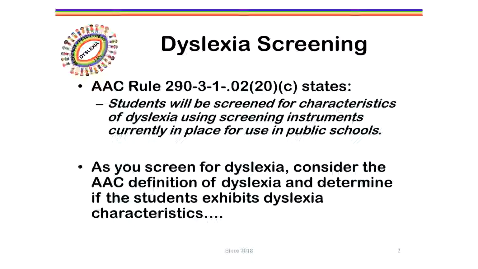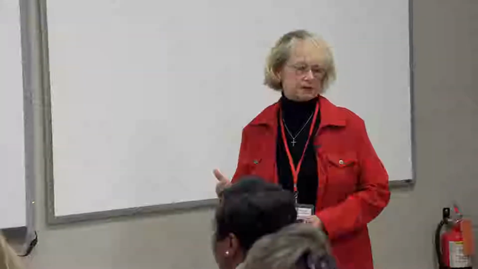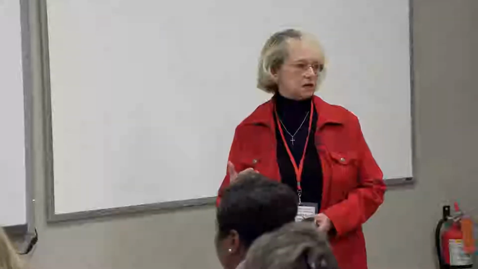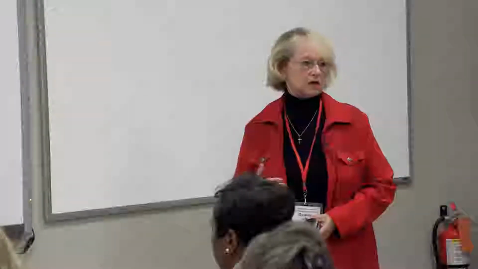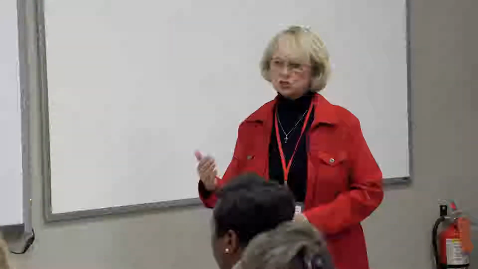All right, so in the Alabama Administrative Code, which I've referenced here for you, we have a statement that says very succinctly, students will be screened for characteristics of dyslexia using screening instruments currently in place for use in public schools. And we're going to talk about the screening that we have set up in Alabama and how our administrative code dictates or advises schools to proceed with the screening and then on beyond that.